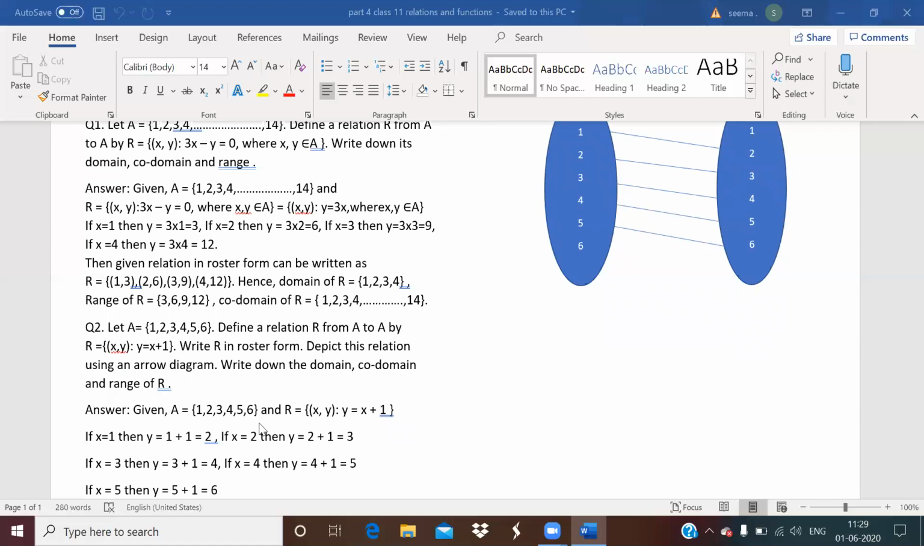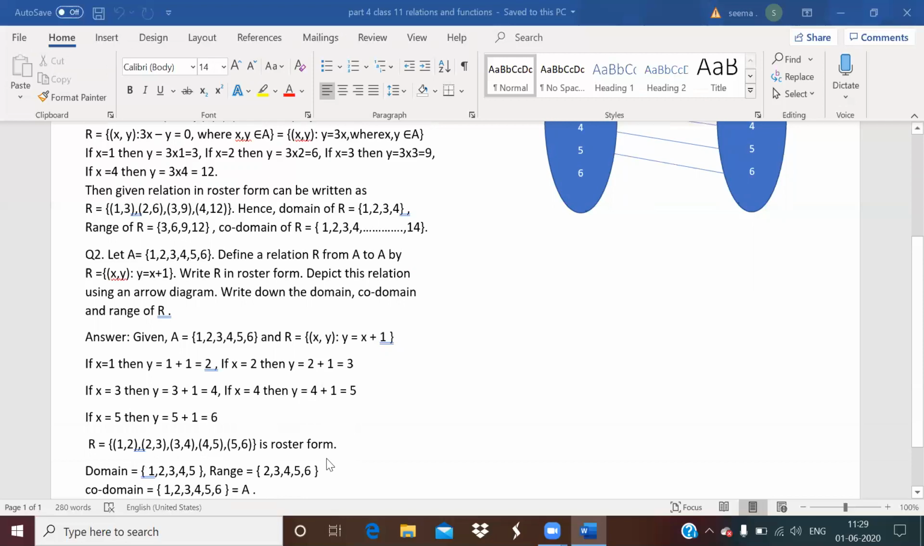A is given to you 1, 2, 3, 4, 5, 6, and the relation is y equal to x plus 1. Then let's substitute the value of x from A, that is 1, and y is 2. Similarly, if x is 2, y is 3. If x is 3, y is 4. If x is 4, y is 5. If x is 5, y is 6. Again, we can't substitute x as 6 because after substituting 6, it will become 7, which does not belong to A. That's why we have to take it up to 5.